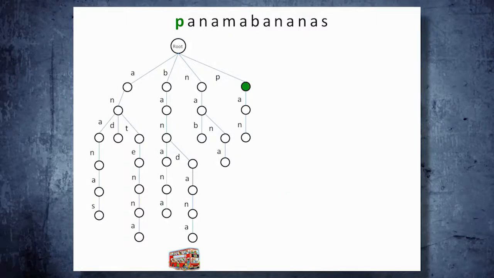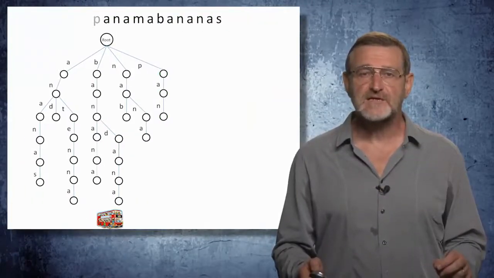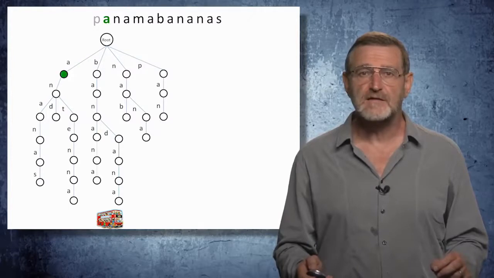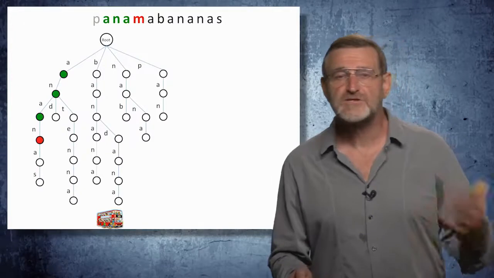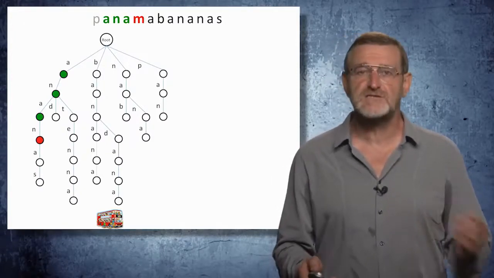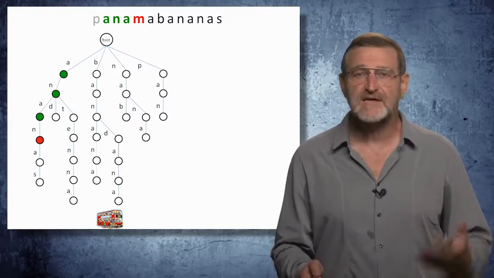Let me show you how it works. So our bus is now looking at the first letter of the text, P, so we walk along the edge labeled by P. The next letter is A, we walk along this edge. The next letter is N, we walk along this edge, and we found that pattern pan appears in Panama bananas. Next, we move to the next letter of the text, and we start matching again. A, N, A, and now there is no match.